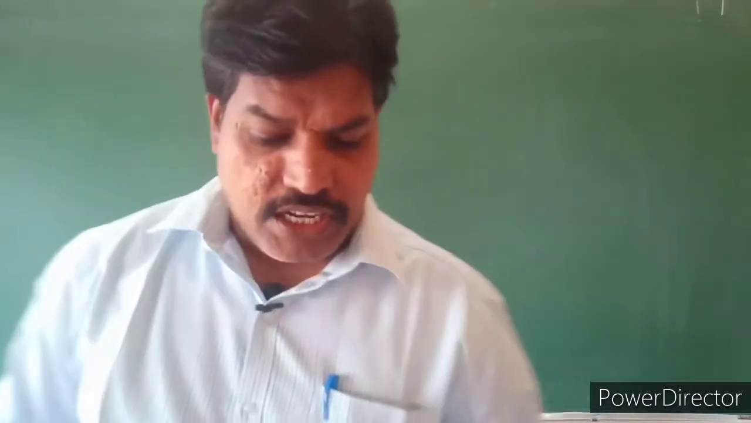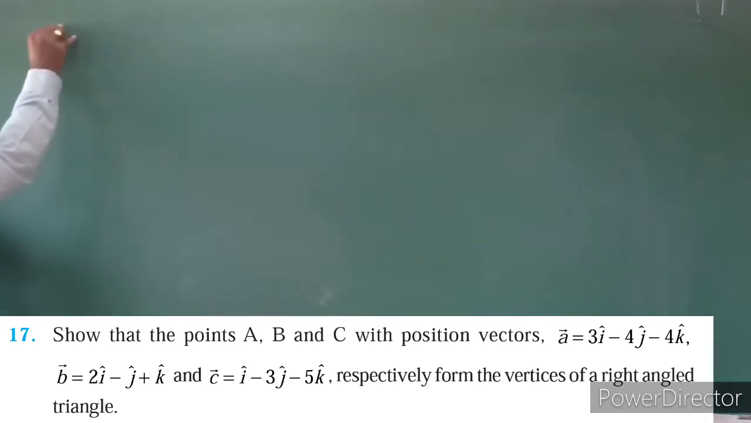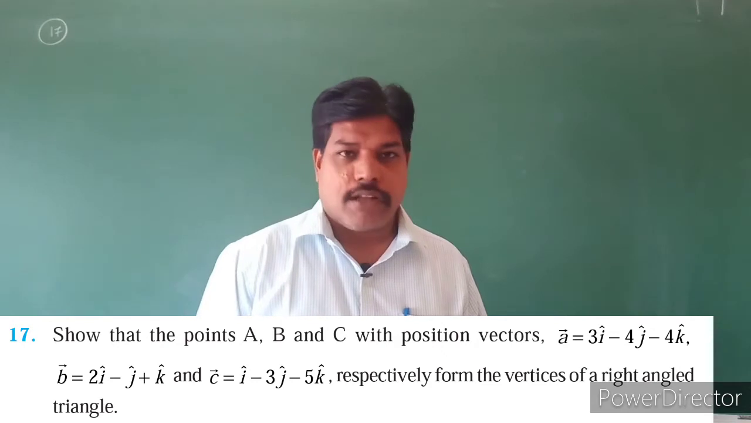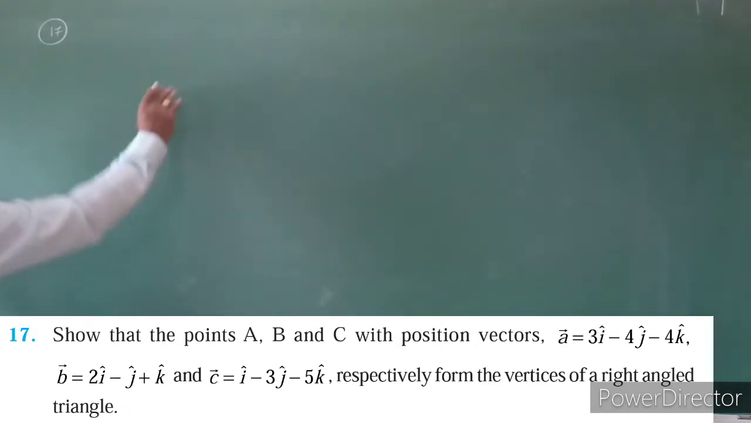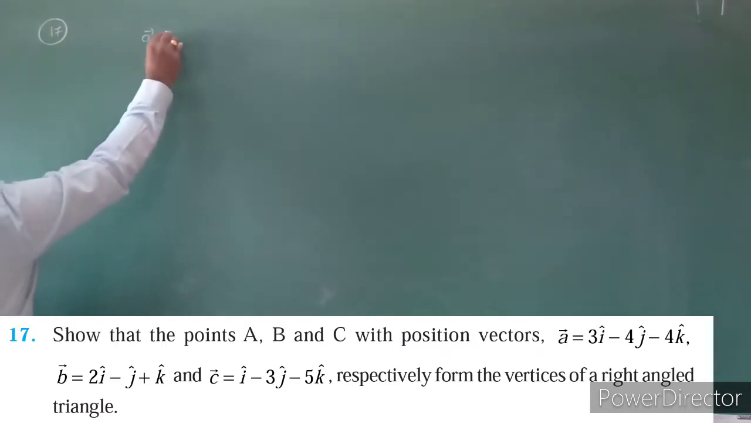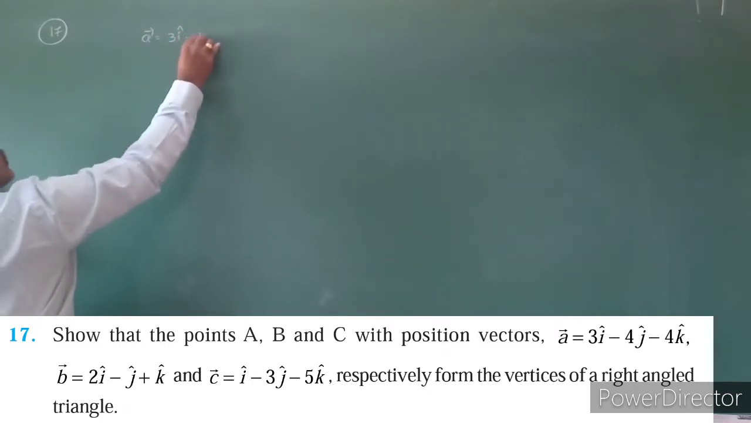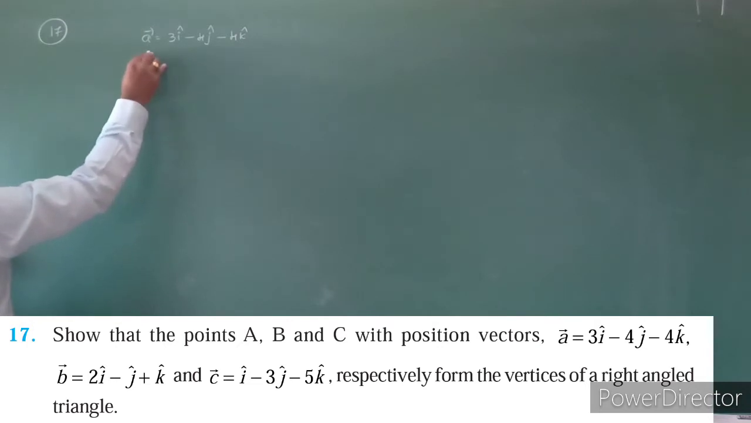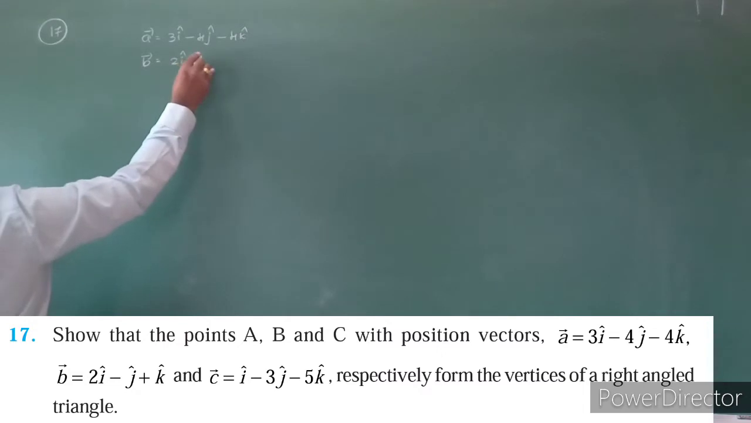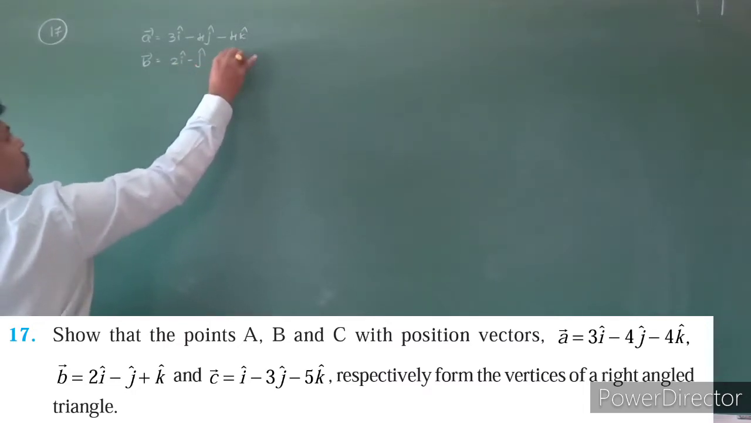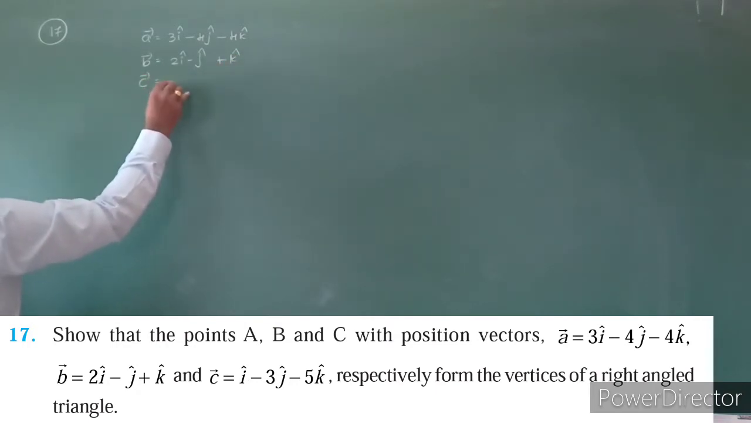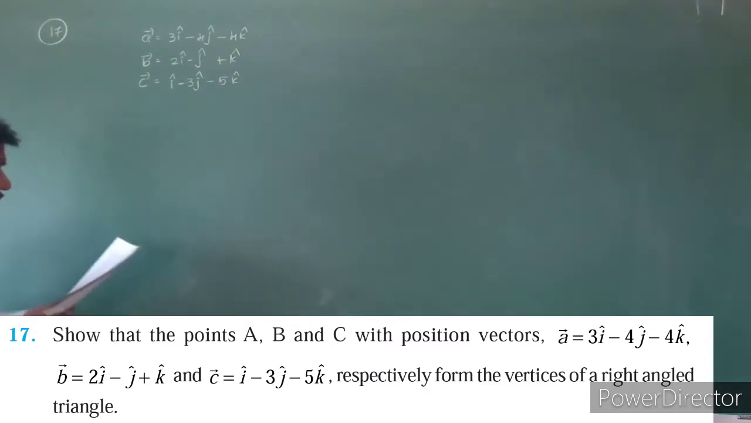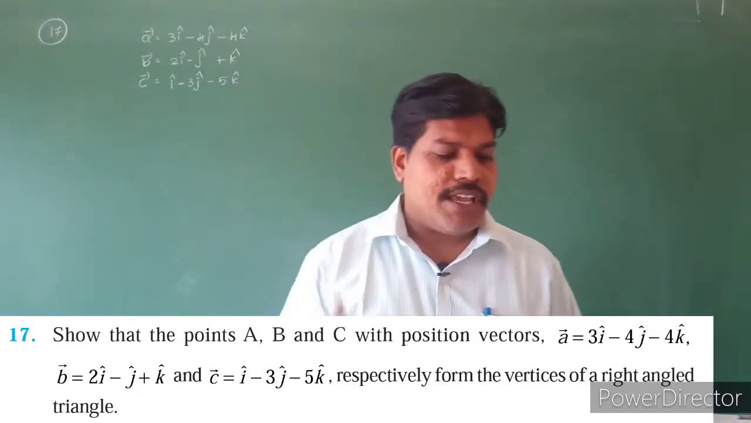See question number 17. Show that the points A, B and C with position vectors A bar is equal to 3i minus 4j minus 4k, and B bar is equal to 2i minus j plus k cap, and C bar is equal to i minus 3j minus 5k.